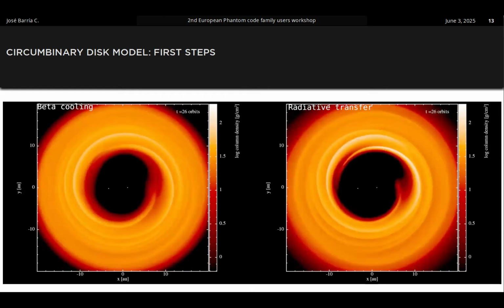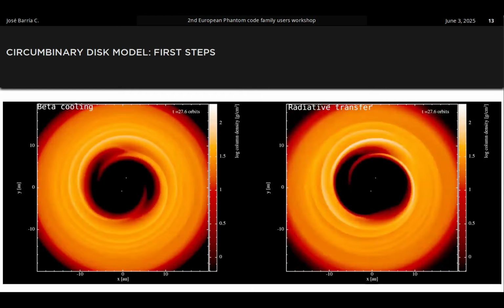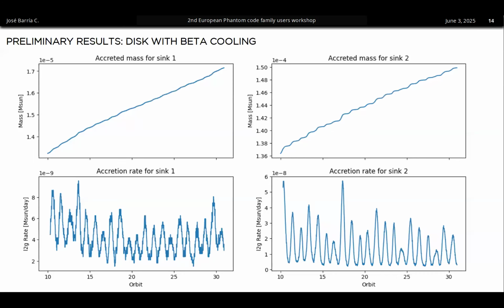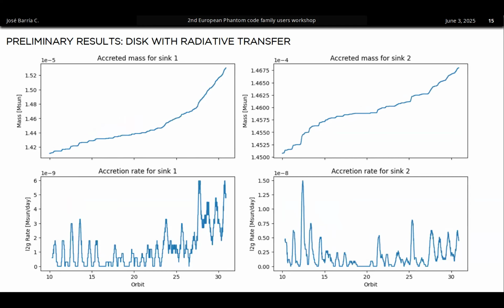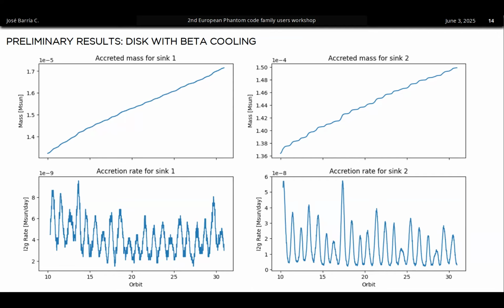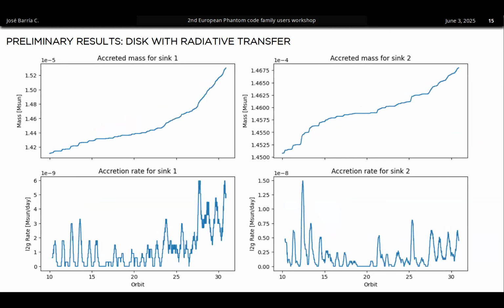So here I show you some very preliminary results. In the first case, we have beta cooling, where you see a periodic variation of the mass accretion rate, and a steadier variation for the secondary component. You can also see that the accreted mass increases linearly with time. Now I show you radiative transfer. You see a noisier mass accretion rate shape, and the growth of the two black holes, sorry, the two stars, changes shape considerably.